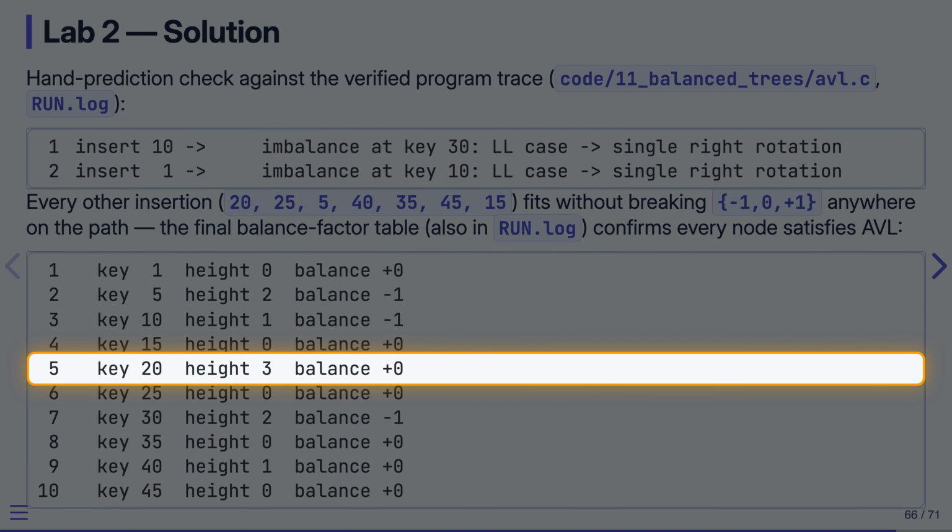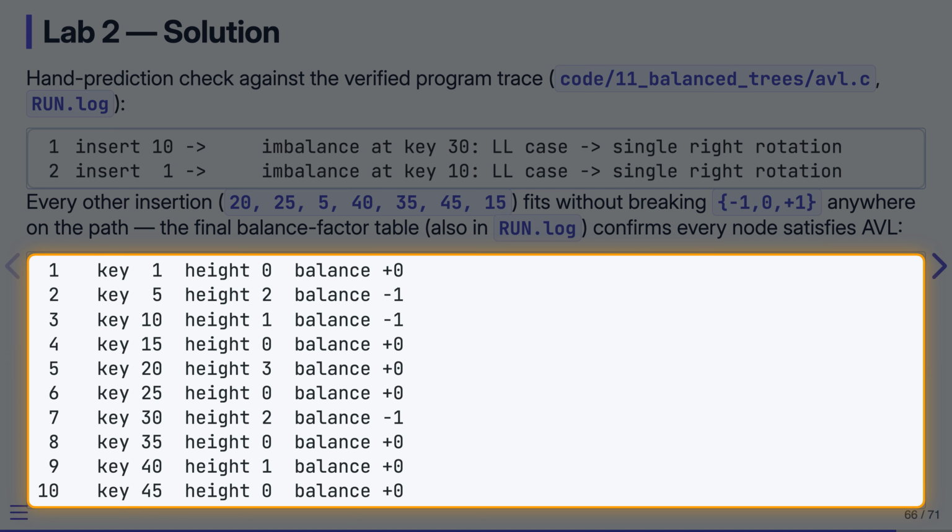The root is key 20, with height 3 and balance 0, perfectly even. Every other insert fits without trouble. Across the whole tree, each node's balance stays within -1, 0, and +1. That is the AVL rule holding everywhere.